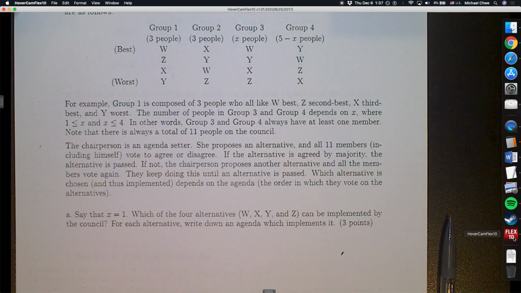Okay, so this will be good. Wouldn't that be multiple agendas? Yeah, there might be more than one. And finally, can I implement Z? Z beats what? X, which beats Y, which beats W. Y beats W, X beats.